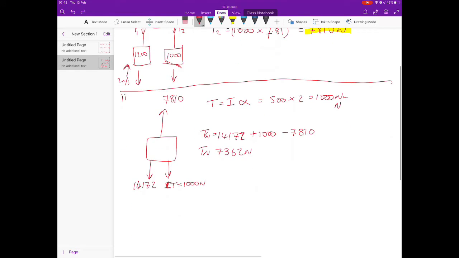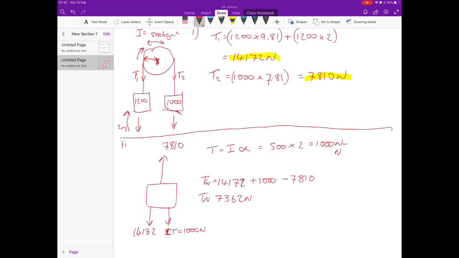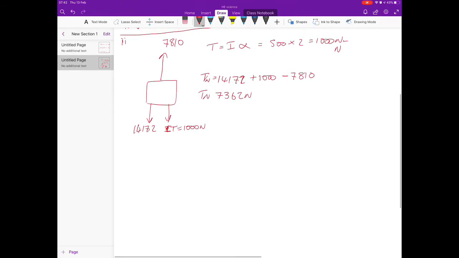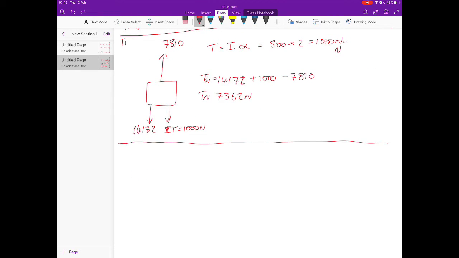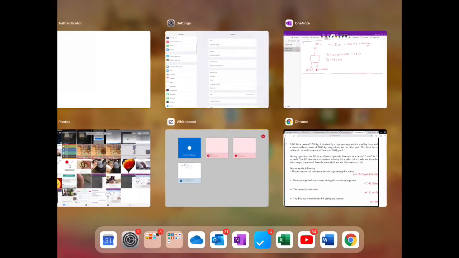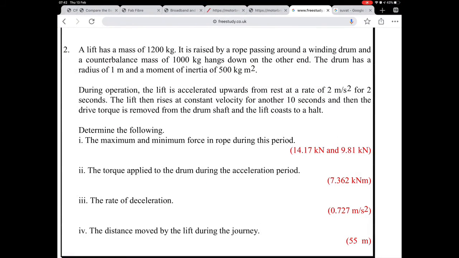So that's that bit. What we didn't do before, we didn't take into account the inertia. Before we didn't use the 7,810. We had 9,810 because we didn't take into account the free fall. So next bit of the question. This is a bit more of a challenging one.